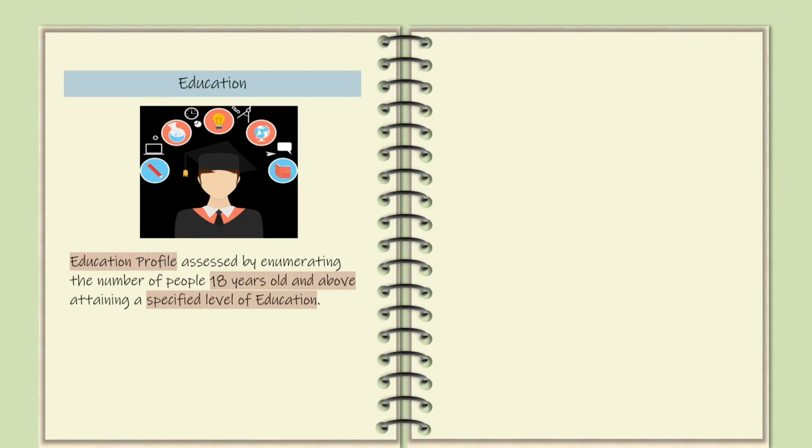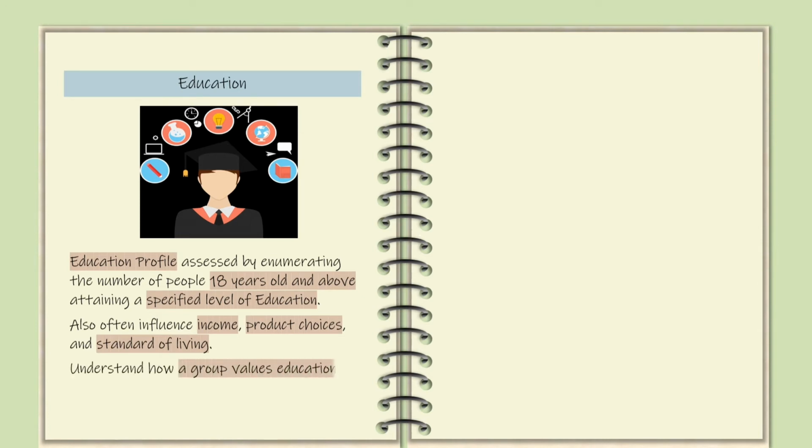Now, let's proceed to the other one, which is education. Education profile is assessed by enumerating the number of people 18 years old and above attaining a specified level of education. It also often influences income, product choices, and standard of living. Understand how a group values education, you can tailor your marketing to that group.